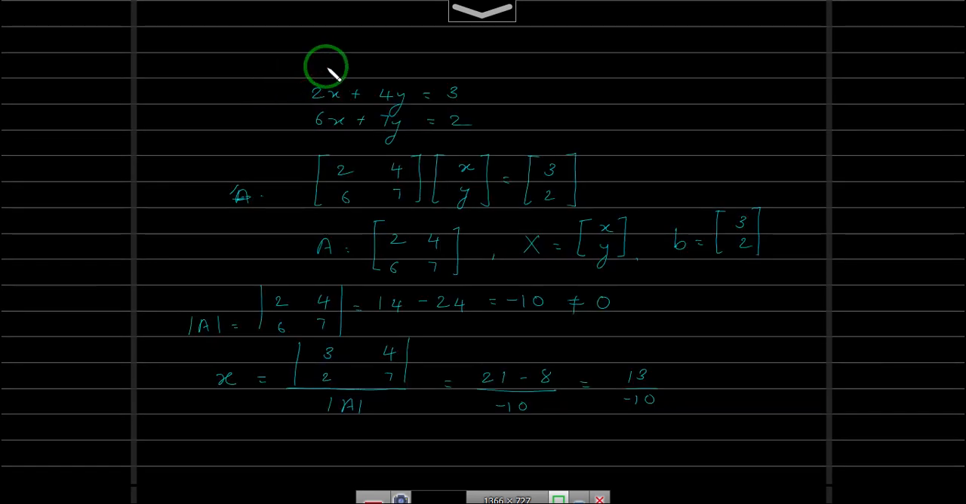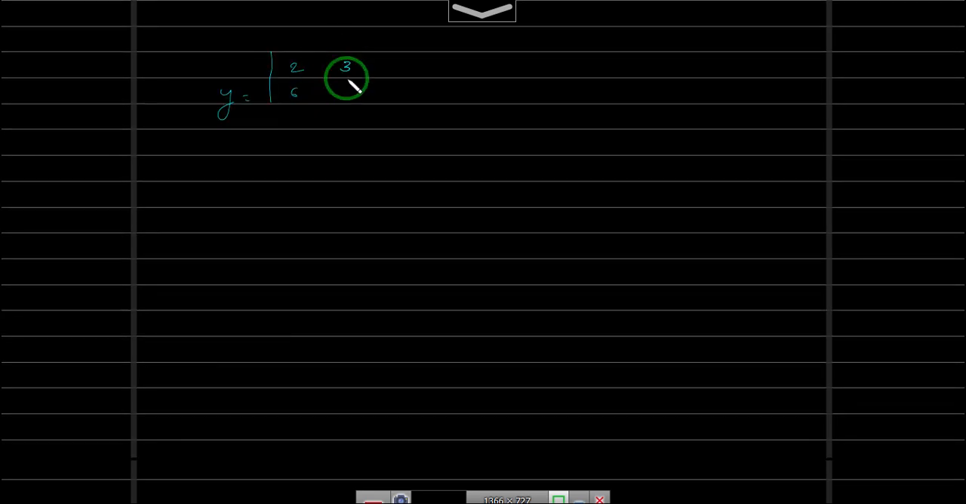Similarly, we can get the value of y. The value of y is given by the determinant of the first column as it is, so 2, 6, and the second column replaced by 3, 2, divided by, again, the determinant of A, which we have already calculated. This is 2 into 2, which is 4, minus 6 into 3, which is 18, divided by minus 10, and in this case we will get minus 14 divided by minus 10. When you simplify this, minus minus becomes plus, 7 upon 5.